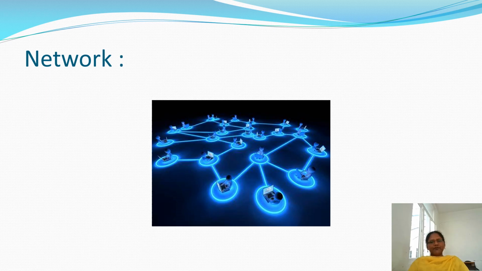Suppose we have a printer. For the entire lab system we can have only one printer. So by sharing the printer we are able to take a printout from any of the systems. This is one of the advantages of having a network. So mainly it is for sharing the resources and transferring the data.